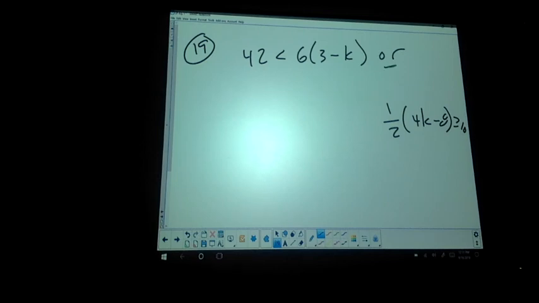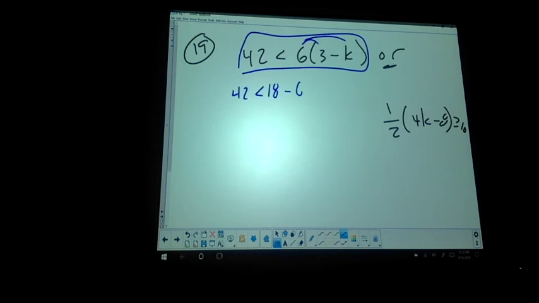All right, so it's an or statement, right? So remember with or, if it's true on one of them and not on the other, that's still part of the solution. Does that make sense? I'm trying to make that as clear as possible, but I know it sometimes comes out as gibberish. All right, so let me work this first problem first. That's going to give me 42 is less than 18 minus 6k. Agree?